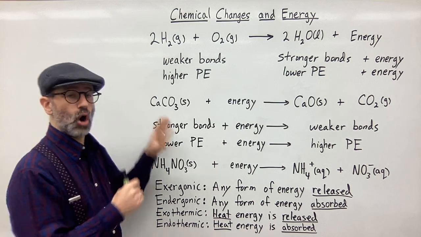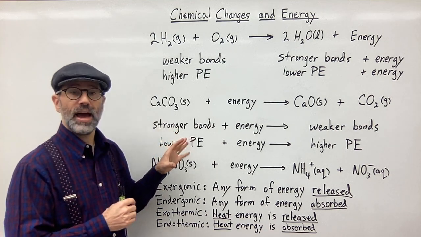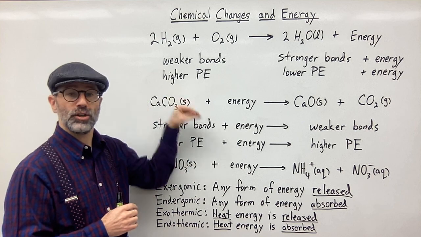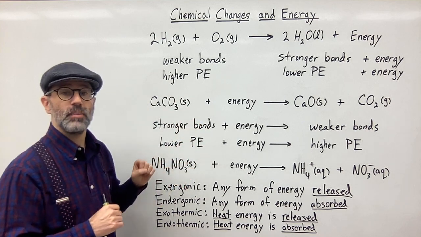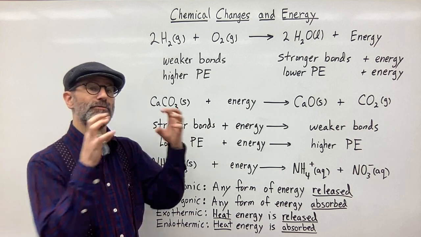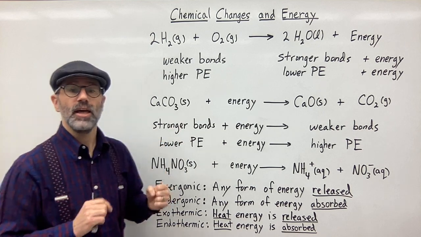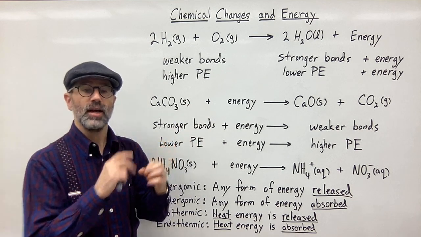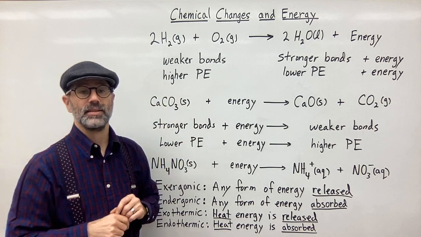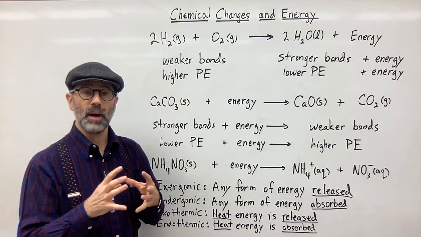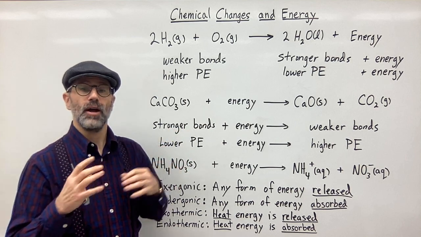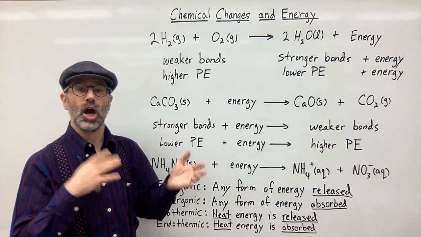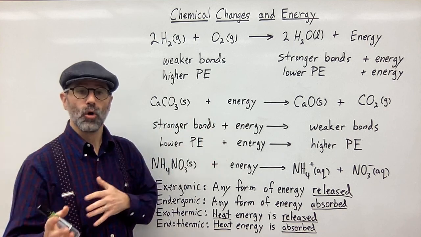So the stronger the bond that I break, the more energy that's needed to break the bond. The stronger the bond I form, if I form a stronger bond, more energy is released in the process of forming the bond. So that's the relationship between breaking the bonds and forming bonds with regard to energy being absorbed or released.